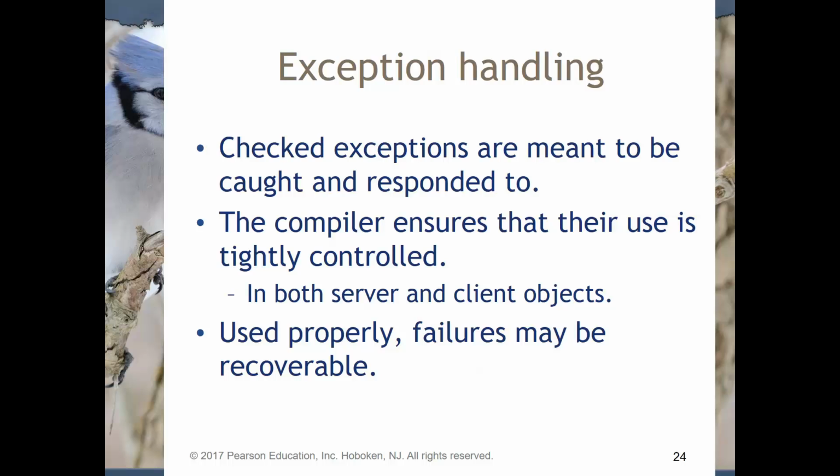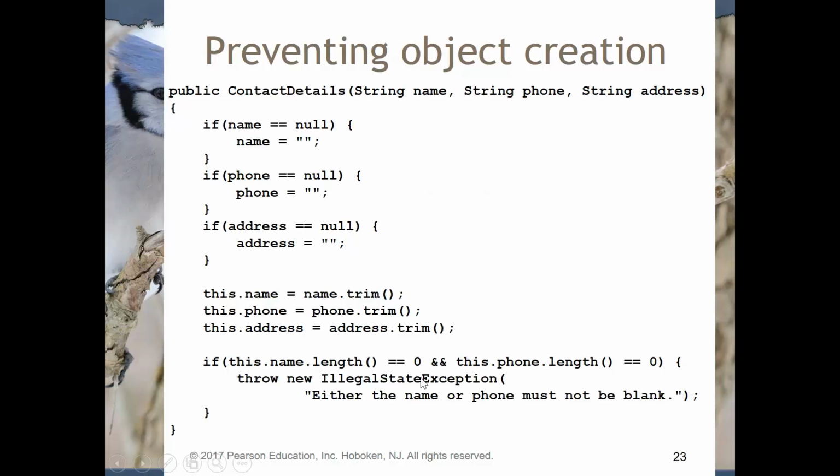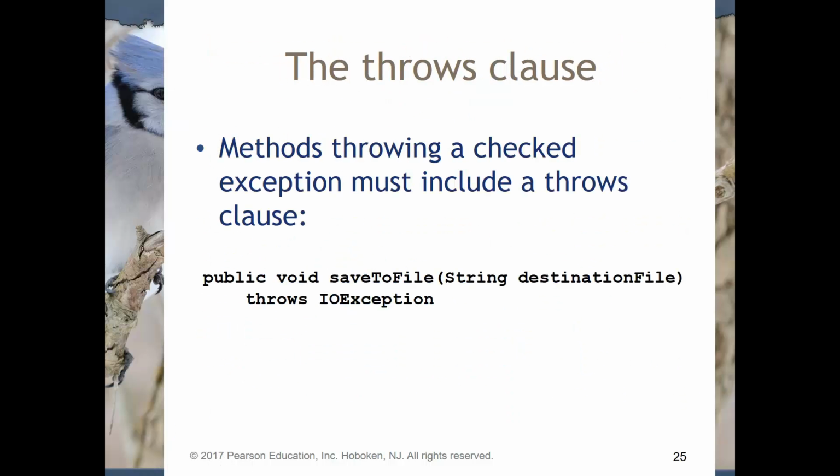Checked exceptions are meant to be caught and responded to. The compiler ensures that their use is tightly controlled in both the server and the client objects. Used properly, failures may be recoverable. So in other words, with that blank thing that we just talked about up here, if you catch this in the calling code, you could have something come back and just say, hey, I was expecting good data to come through, and here's the message that we got. Fix it. And you tell the user to do a good job.